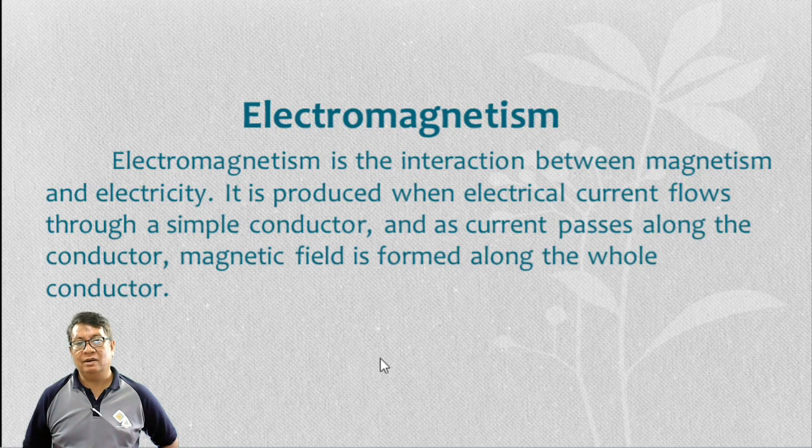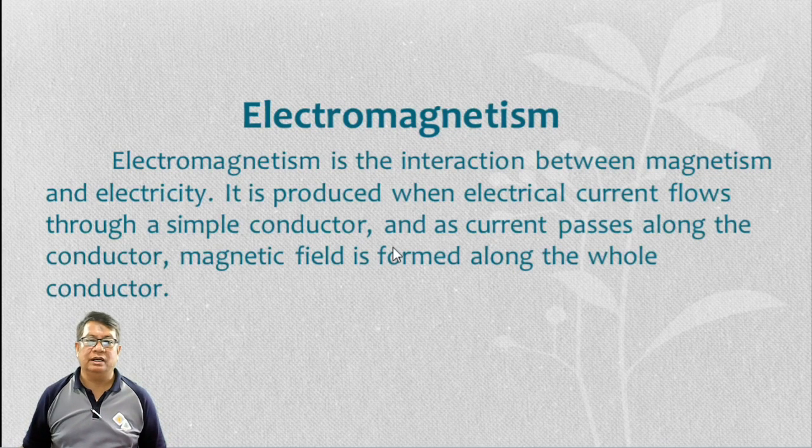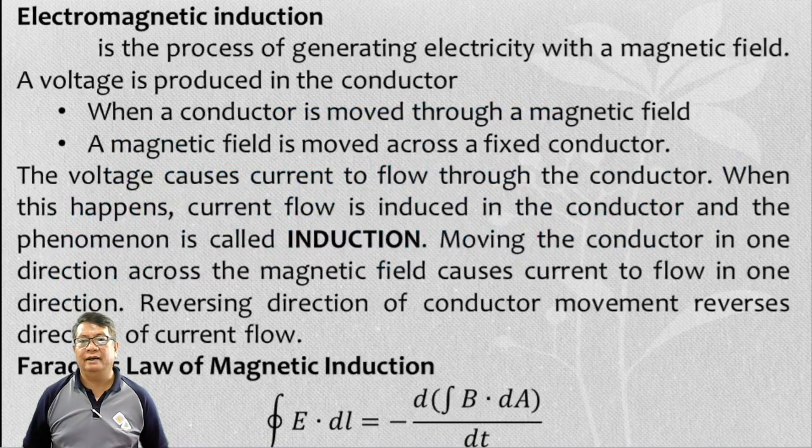So what do we call electromagnetism? It is the interaction between magnetism and electricity. It is produced when electrical current flows through a simple conductor, and as current passes through the conductor, a magnetic field is formed along the whole conductor. So that is what we call electromagnetism. We have a conductor, and current passes through it, so a magnetic field is produced along the way, on the surface perpendicular to the conductor carrying current.